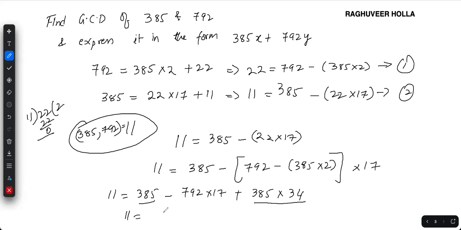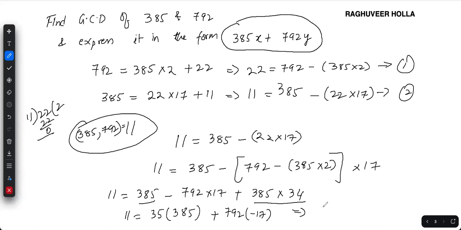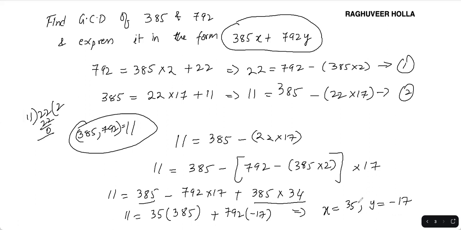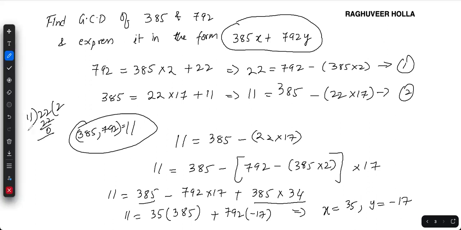So 11 is equal to 35 multiplied by 385, and plus 792 multiplied by minus 17. When you compare this with the given equation, you get x as 35 and y as minus 17. You see the working?